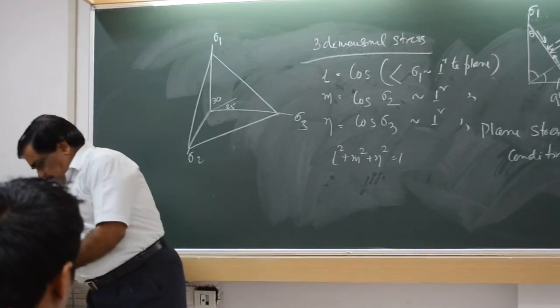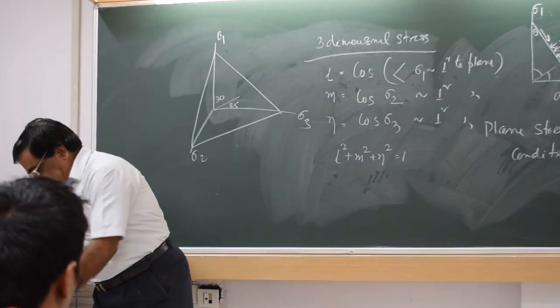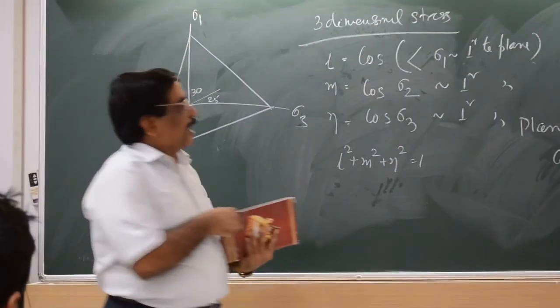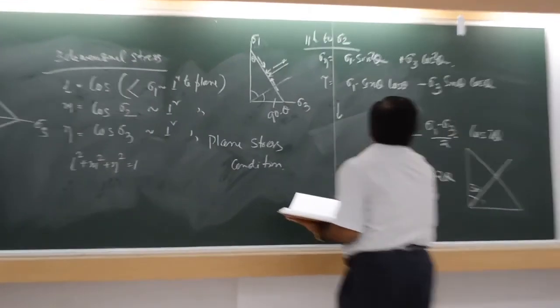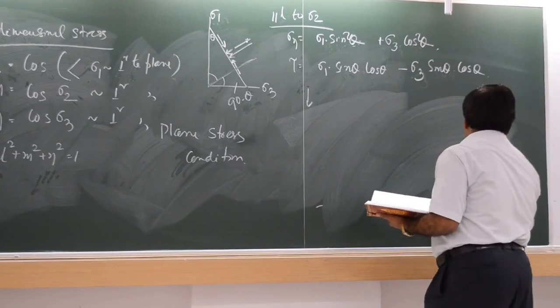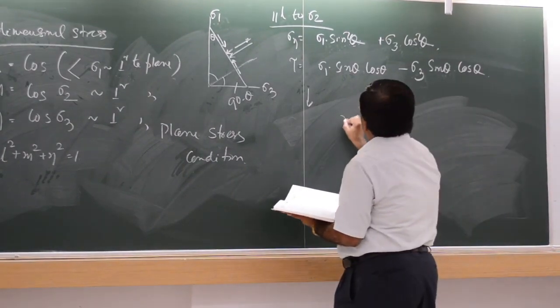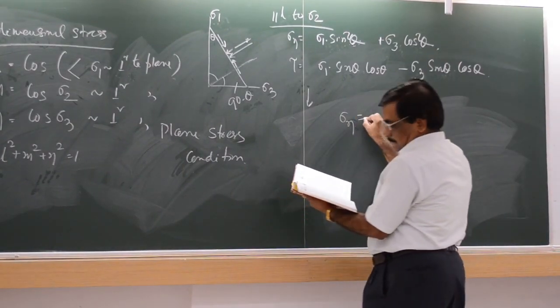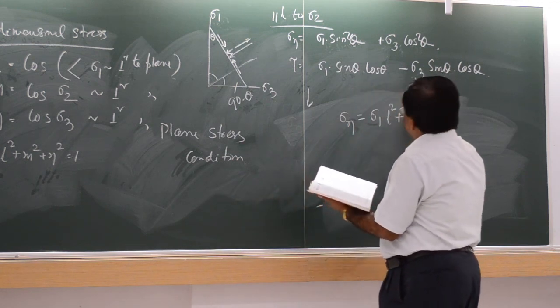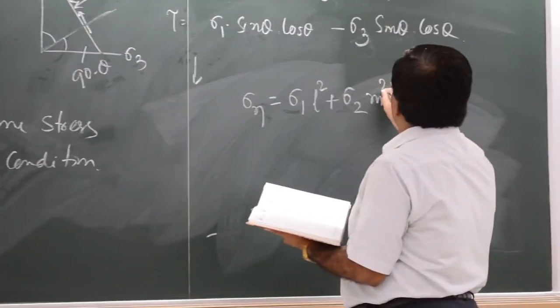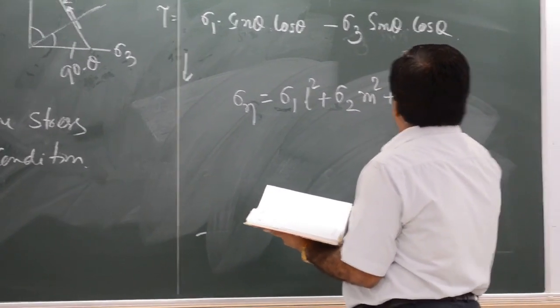Now, what he says, the normal stress is like this. I will remove from here. Normal stress is sigma 1 L squared plus sigma 2 M squared plus sigma 3 N squared.